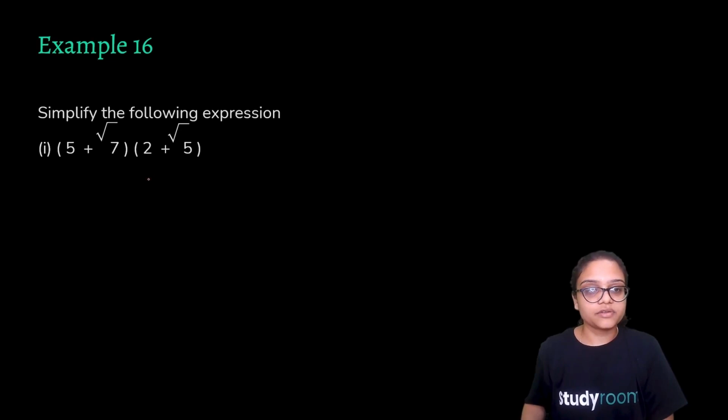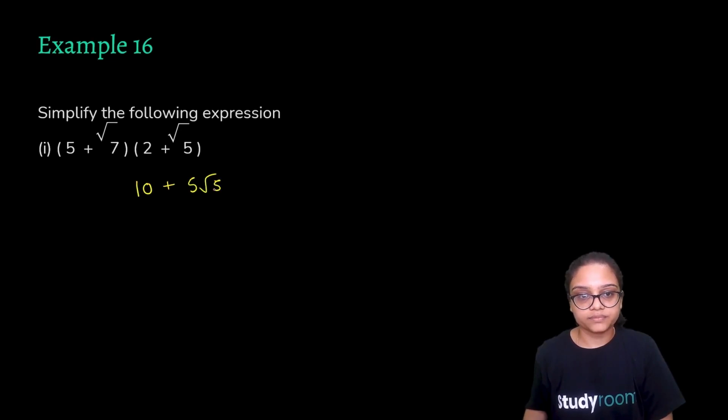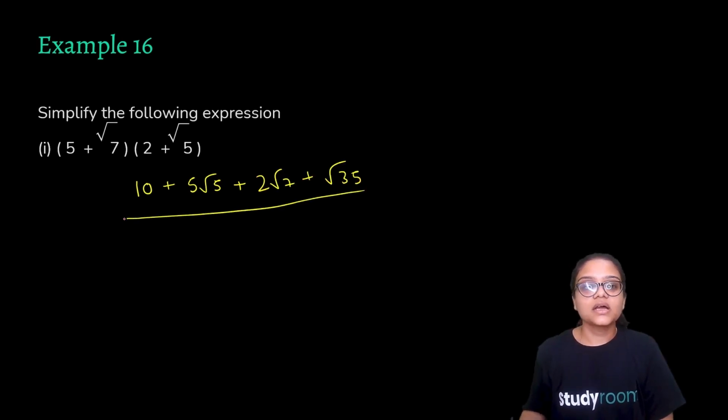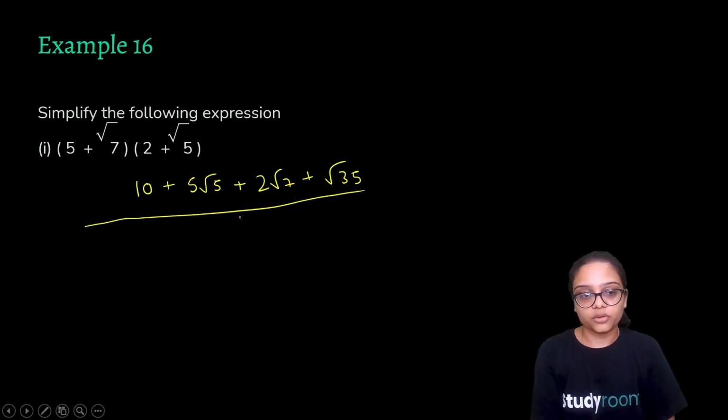Okay, we need to simplify this. How do we simplify it? Start multiplying. 5 twos are 10 plus 5 root 5. Now we'll multiply here: 2 root 7 plus root 35. Simple. This is the simplified expression. We can't simplify any further, because we can't just add and subtract two different irrational numbers, right?